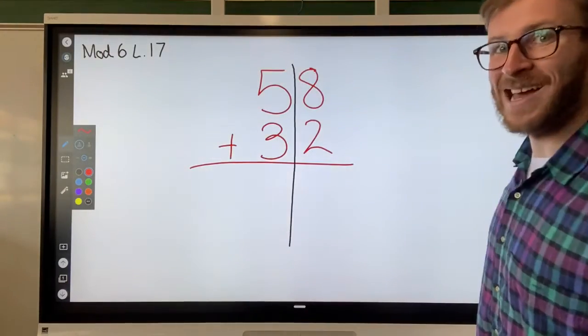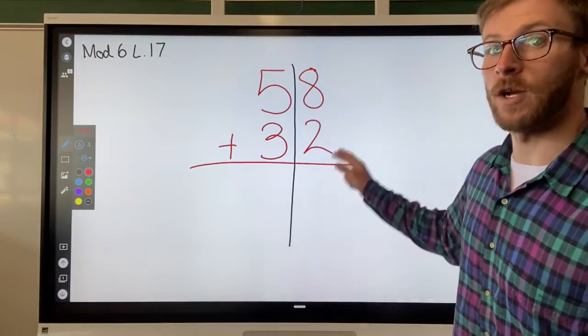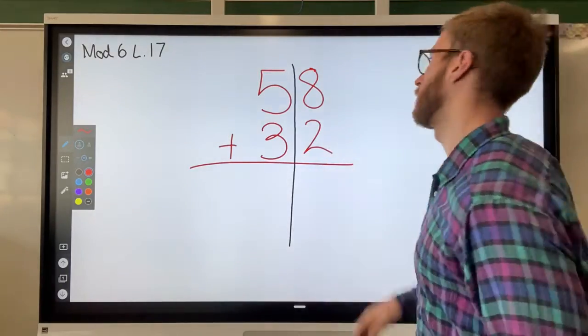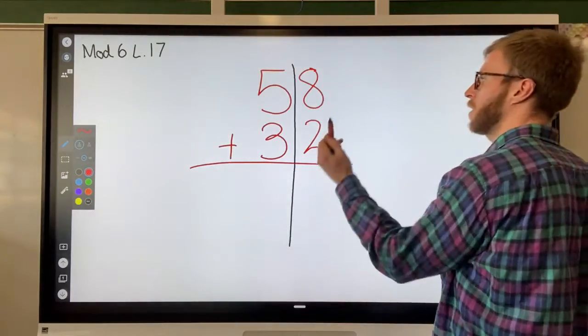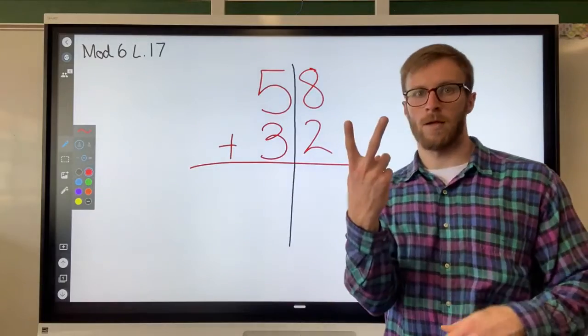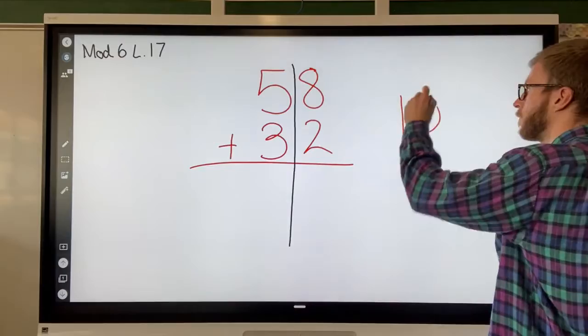All right, are we starting by adding our tens or our ones together? Starting on the ones this time. We always start with the ones when we're using this method. So we have 8 plus 2. Let's put 8 in our head and count 2 more. 8, 9, 10.